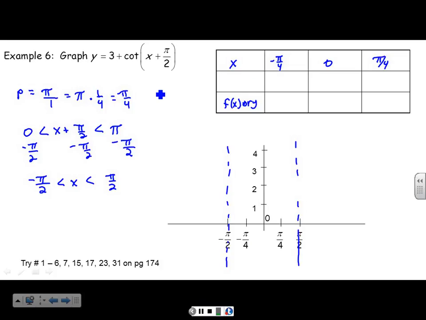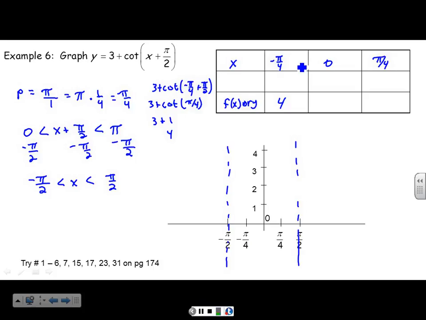Now, if we do some math here, I'll help you do the math again. 3 plus cotangent of x, which is going to be negative pi over 4 plus pi over 2. So we're going to have 3 plus cotangent of pi over 4. And again, that's the 45, 45, 90. So 3 plus cotangent of pi over 4 is going to be 1, and so we'll get 4. And then we'll do that exact same math for 0. And when we do that, we're going to get pi over 2.